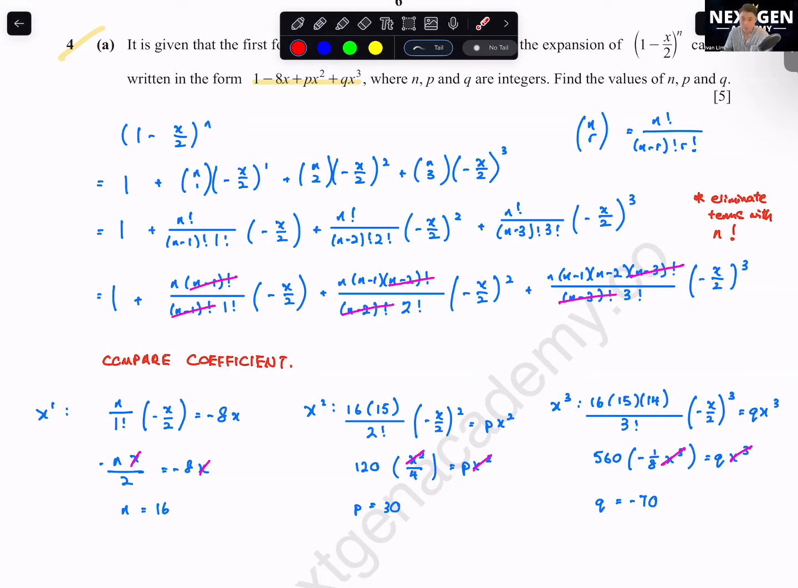So how you compare? I would get minus x over 2 times n is equivalent to minus 8. So then negative n equals to negative 16. Hence n equals to 16. Should I send the photo to you later? You let me see, okay? Okay. Thank you. Okay, any other questions?